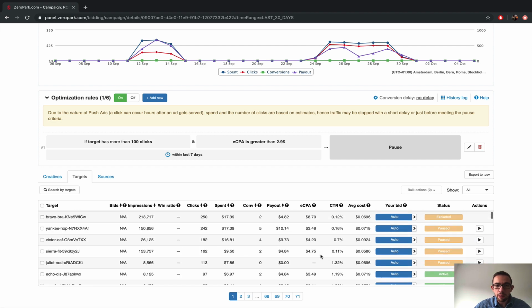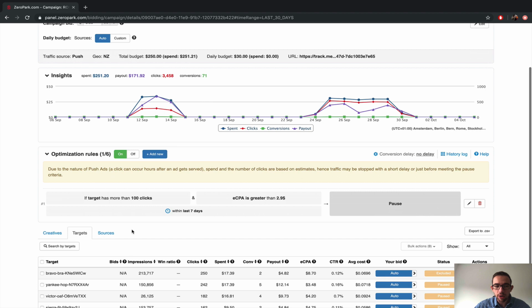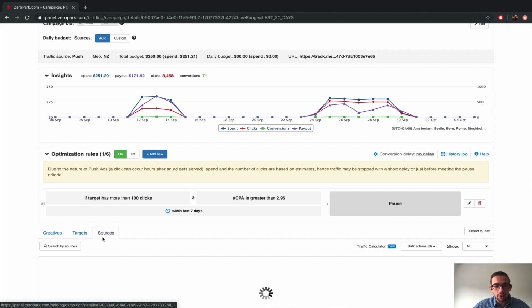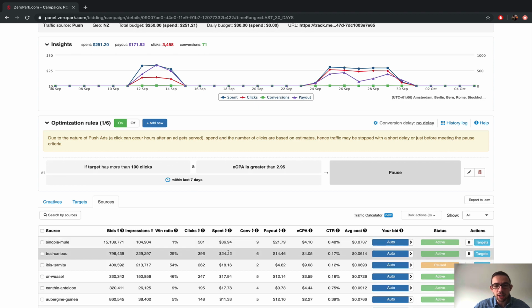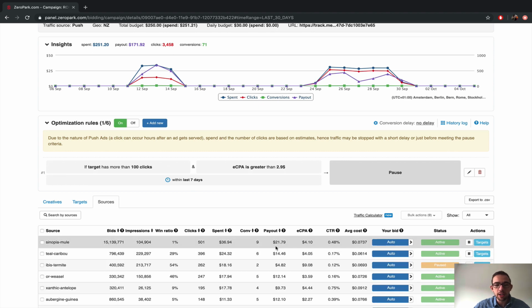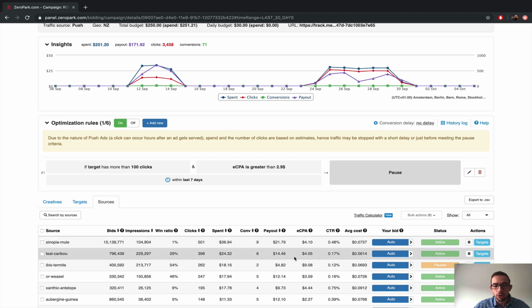You just let Zeropark know that if the target is greater than 100 clicks, which I would say gives you a significant amount of data, and the CPA is greater than 2.9, and as we make $3, it's a 10-cent margin, then stop that. And you can also do it by sources, because Zeropark has so much volume that within a specific source, there might be specific targets that are profitable, right? Which have like specific placements.